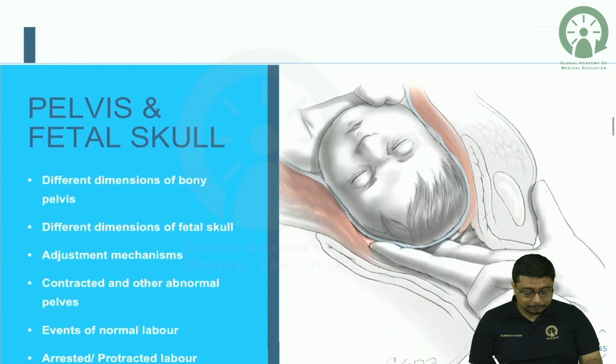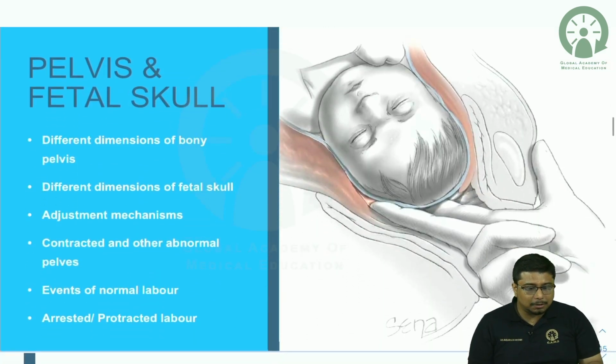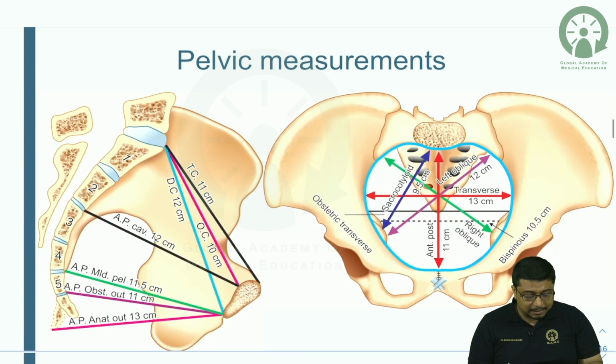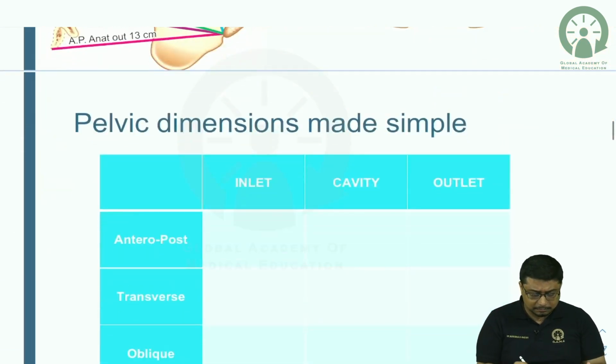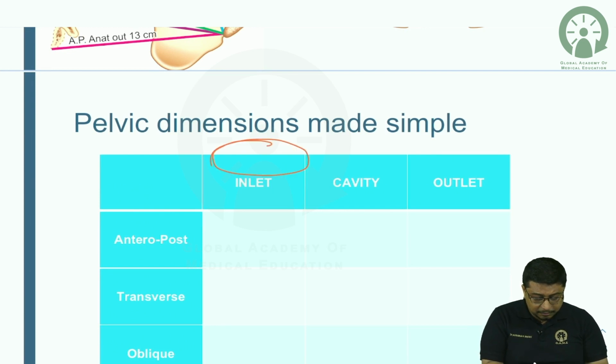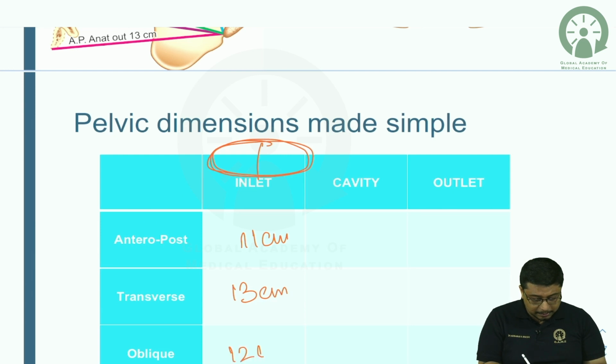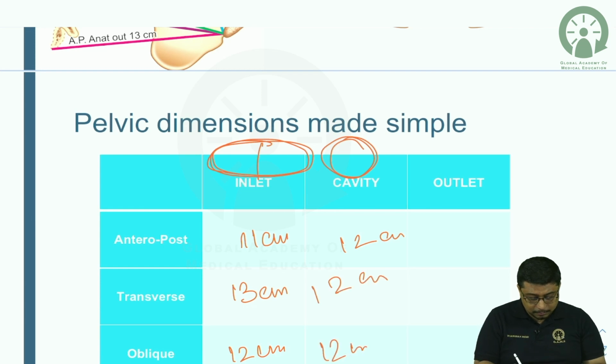Okay. So coming to the crux of the obstetrics, pelvis and fetal dimension. So I'm not going into the very details of this thing because you already know. So remember, pelvic inlet is like this. So anterior diameter is roughly 11 centimeter, whereas transverse diameter is 13 centimeter, oblique diameter is 12 centimeter. Cavity is round and all the diameters are 12 centimeter. And outlet is like this.